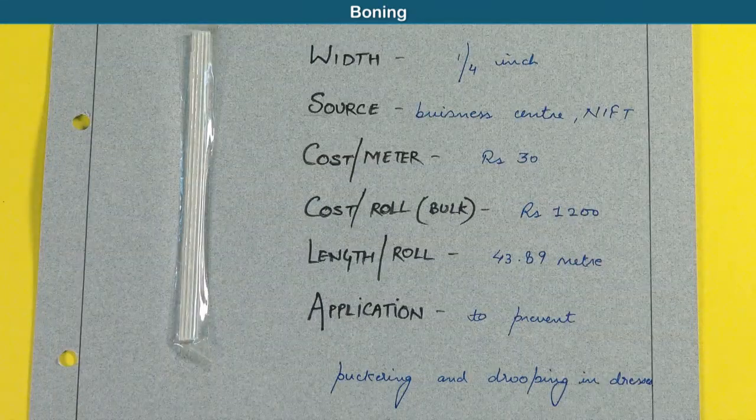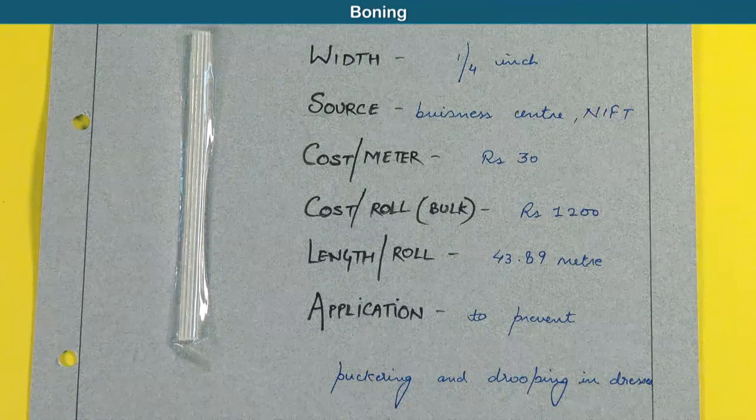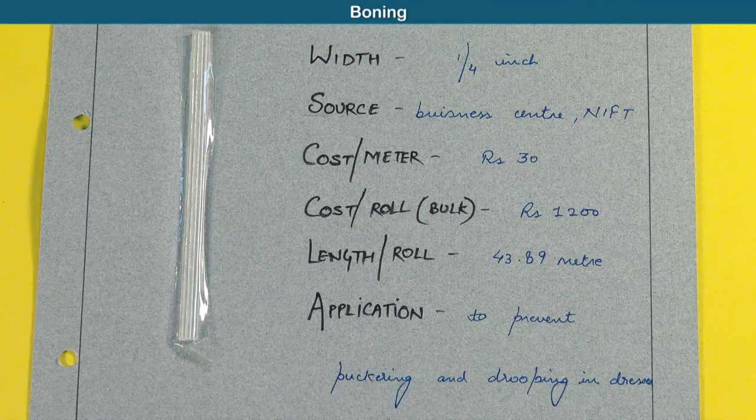Then this is called boning. We can see that the material which is called boning is 1 1/4 inch, and this is applied to prevent puckering and drooping in the dress.